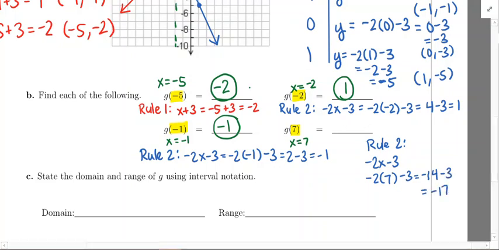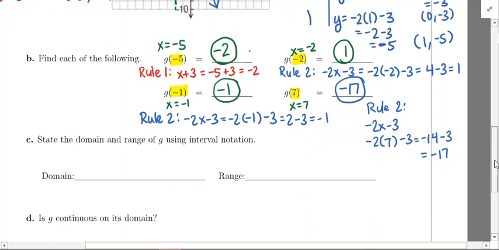Okay, that makes sense, because we expected a pretty negative y value based on the graph. Okay, so that's how you can do this. So we're done with part B.